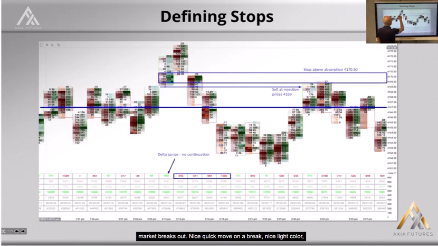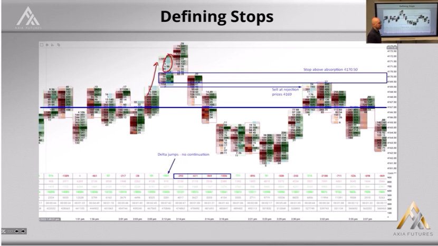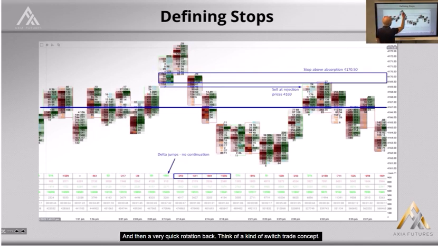Market breaks out. Nice quick move on a break, nice light color, lots of imbalance up here. Good. That's now where you expect continuation. You don't get it. You get some absorption up here and then a very quick rotation back. Think of a kind of switch trade concept. That's where the market then turns back.